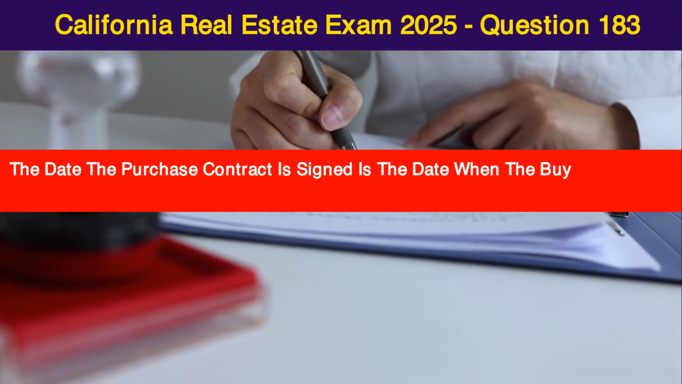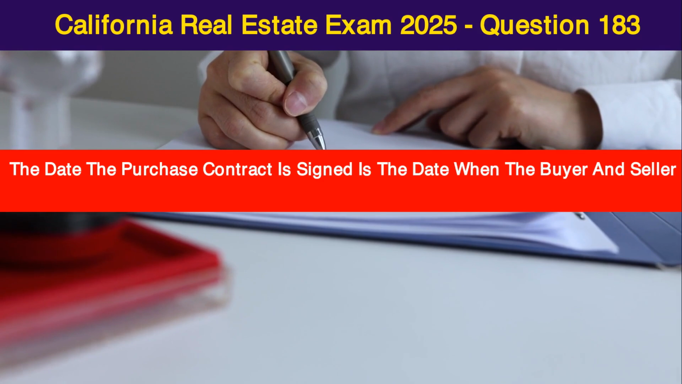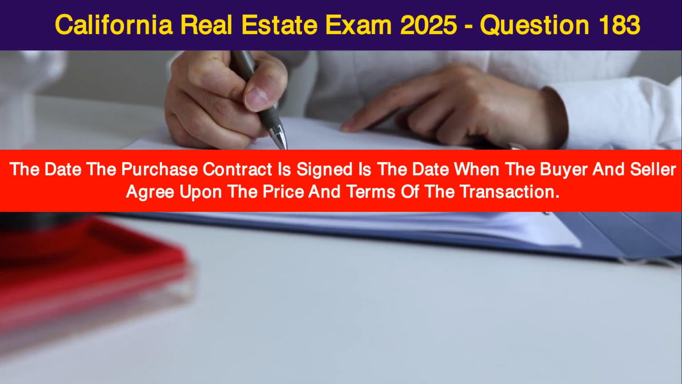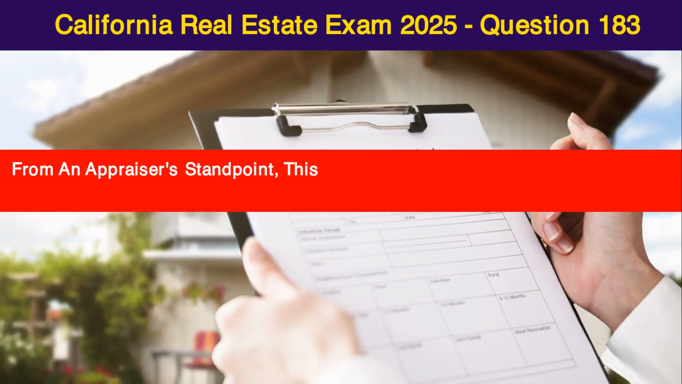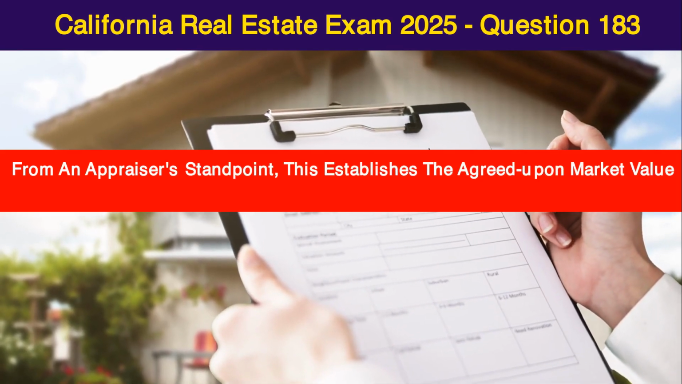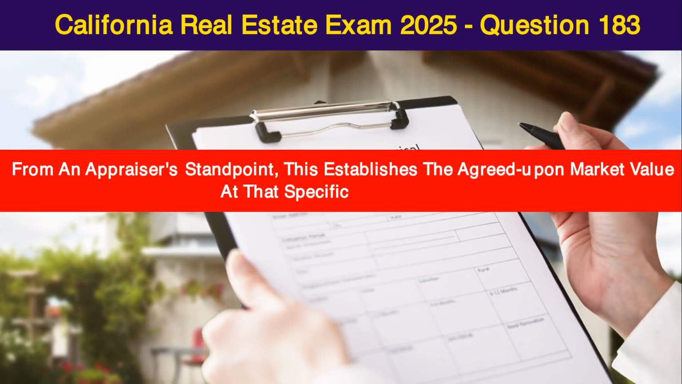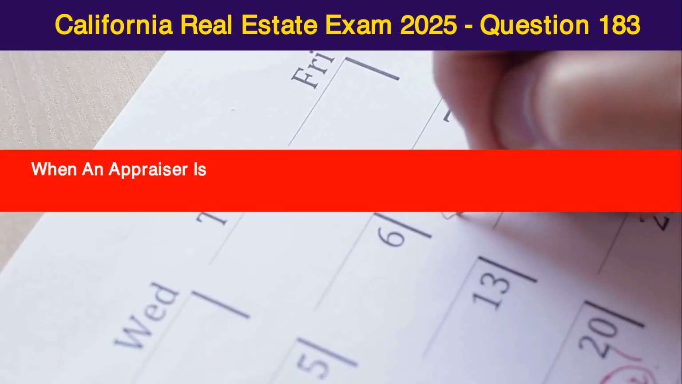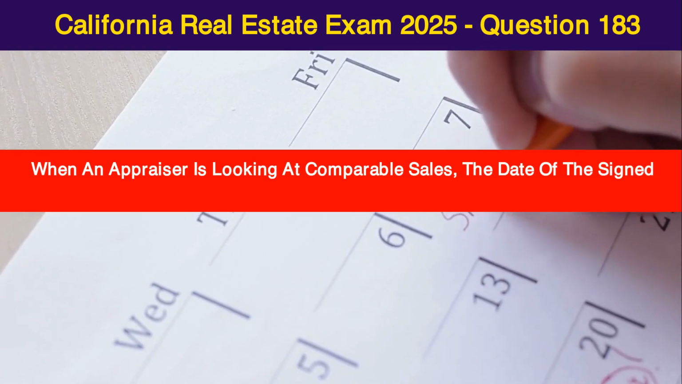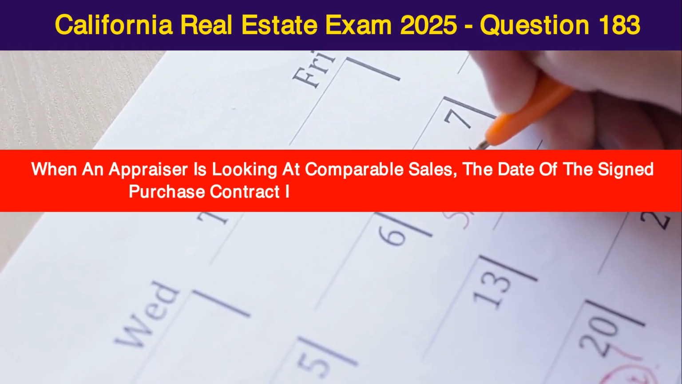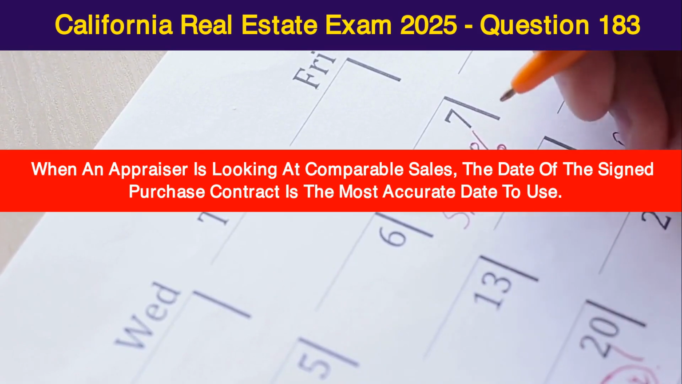The date the purchase contract is signed is the date when the buyer and seller agree upon the price and terms of the transaction. From an appraiser's standpoint, this establishes the agreed-upon market value at that specific point in time. When an appraiser is looking at comparable sales, the date of the signed purchase contract is the most accurate date to use.